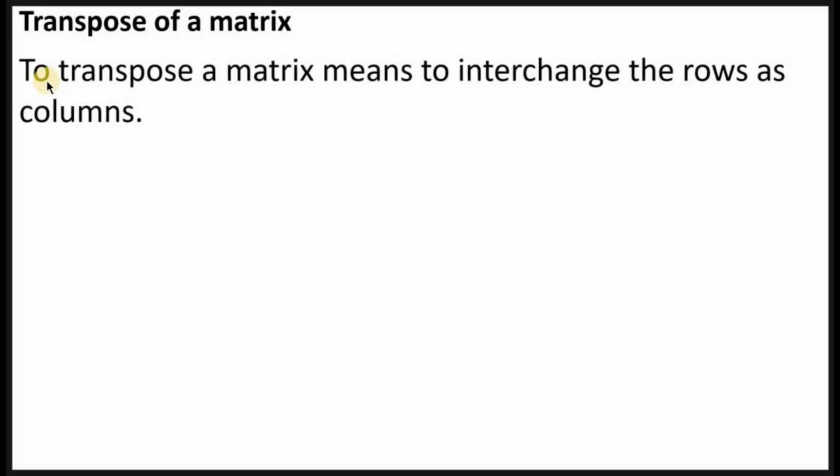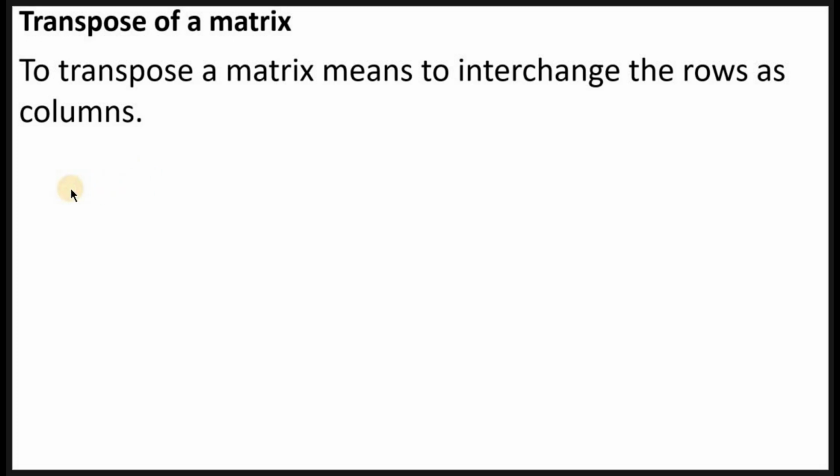Okay? Then the other operation on matrices you need to know is what we call the transpose of a matrix. Very important concept. So what is a transpose of a matrix? We are saying to transpose a matrix means to interchange the rows as columns. So if you have been given a matrix, you interchange so that the rows become columns. Then you have just transposed a matrix.